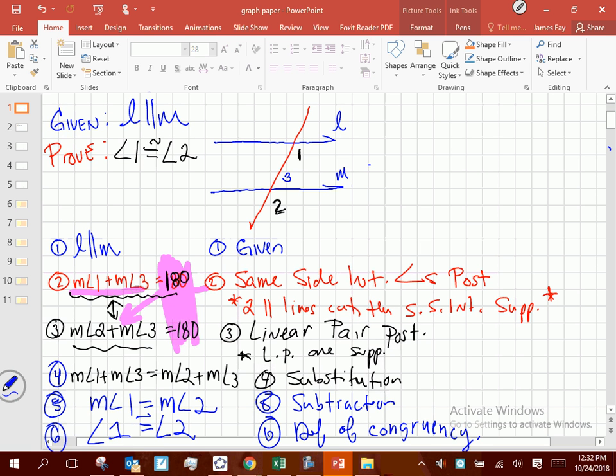Now think about what we did. We started off with just generic L and M, two parallel lines. We've now proven that angle 1 was congruent to angle 2. Well, 1 and 2 were corresponding angles, right? So we start with parallel lines, and we've now concluded that corresponding angles are congruent. We've proven the theorem that we set out to prove.